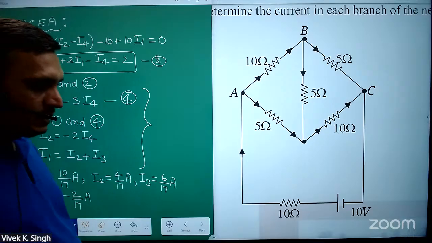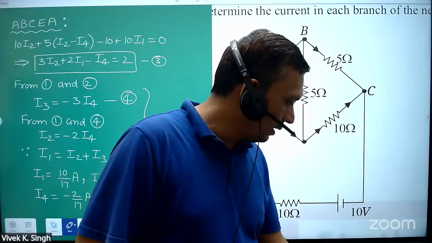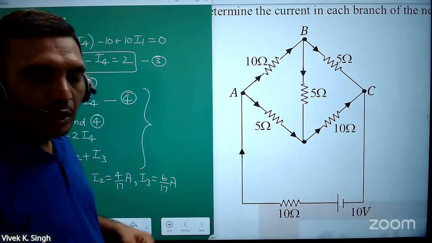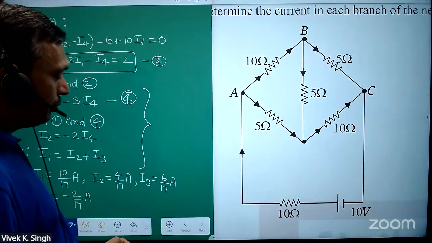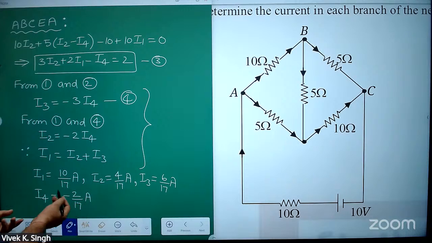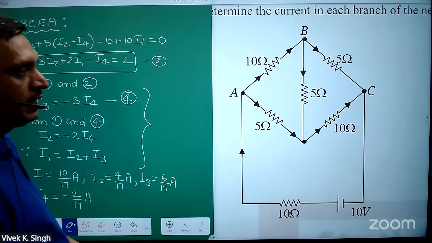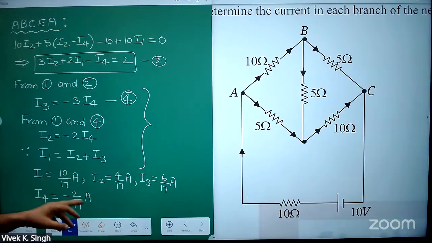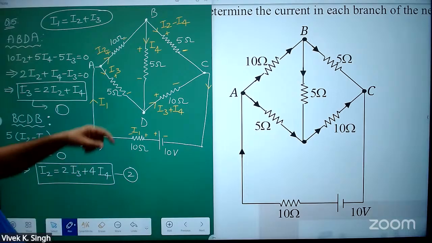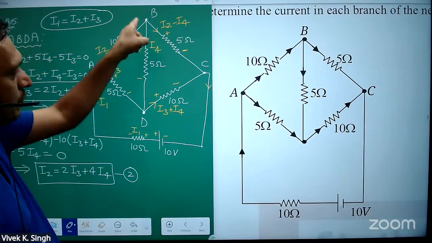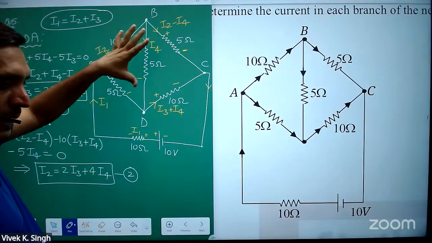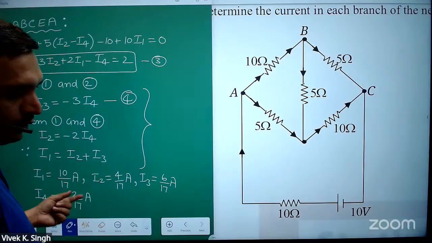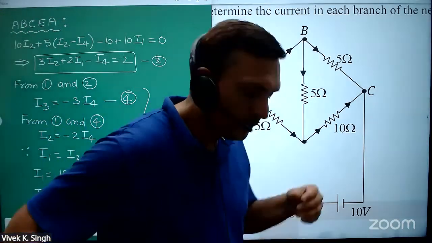Just see, initially you can assume any direction. If you are getting answer is positive, then assume direction is the actual direction. But when you are getting negative sign, magnitude will be same. So only thing is I4 direction will be opposite to this direction. So I4 I have assumed this direction, so actual direction will be opposite to this. But magnitude will be same value, 2 by 17.